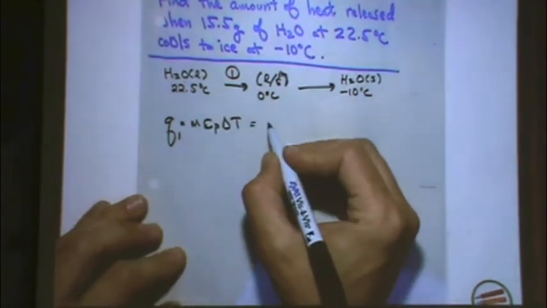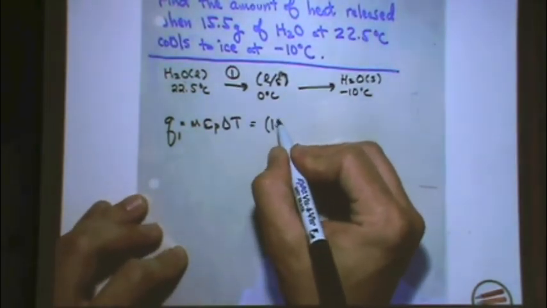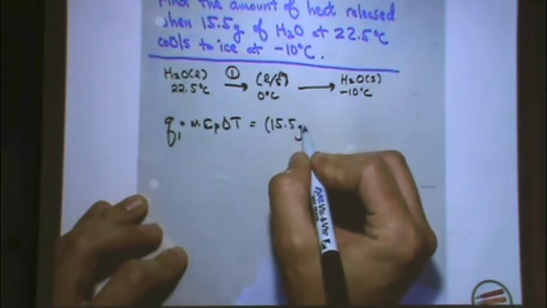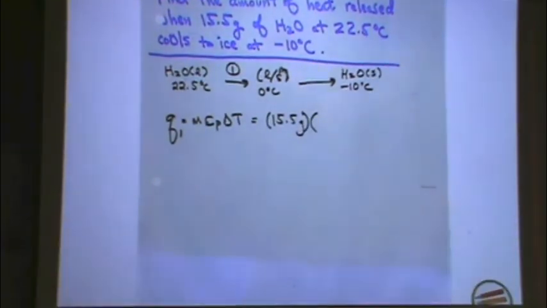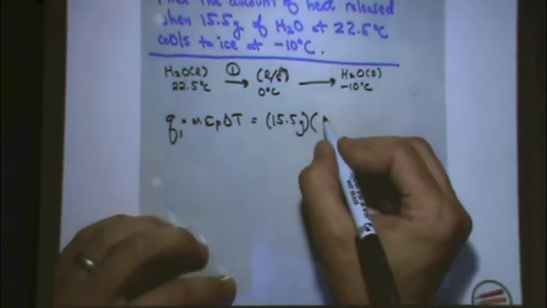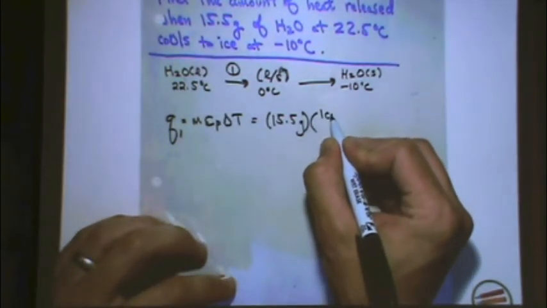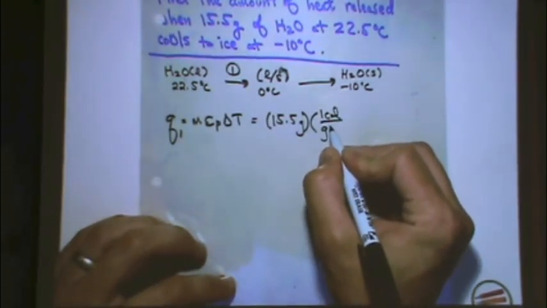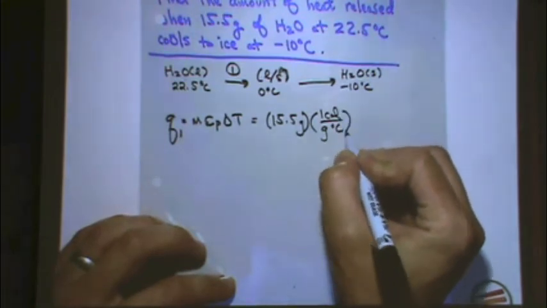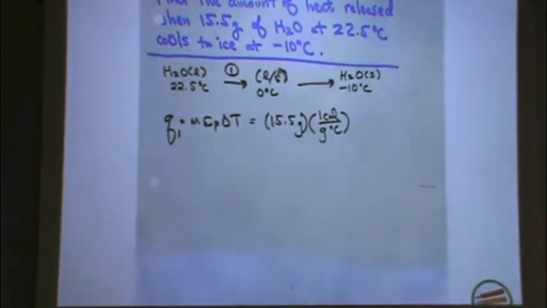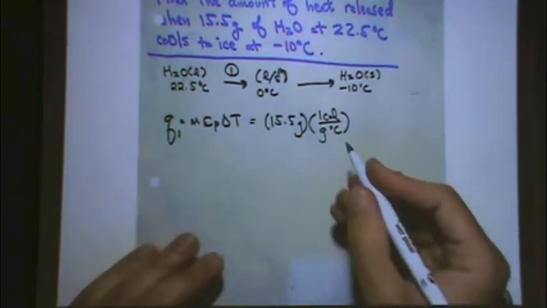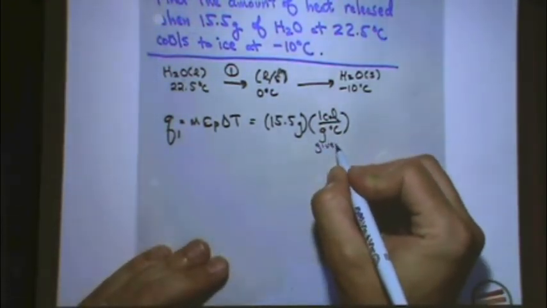So that's mass, 15.5 grams. Cp, just for fun, I wanted to do a problem in calories instead of joules. It's not unusual to see calorie units, so I'm going to do this one in calorie units, not joule units, just for fun. 1 calorie per gram degree C. This is a given. Cp is a given.